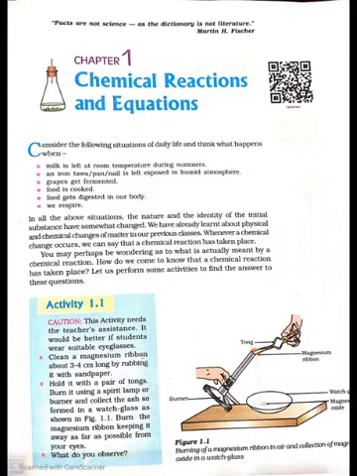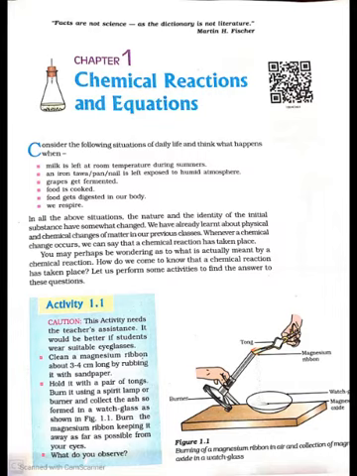7. Write the balanced chemical equation for the following reactions. A. Calcium hydroxide plus carbon dioxide is equal to calcium carbonate plus water. B. Zinc plus silver nitrate is equal to zinc nitrate plus silver. C. Aluminium plus copper chloride is equal to aluminium chloride plus copper. D. Barium chloride plus potassium sulfate is equal to barium sulfate plus potassium chloride.